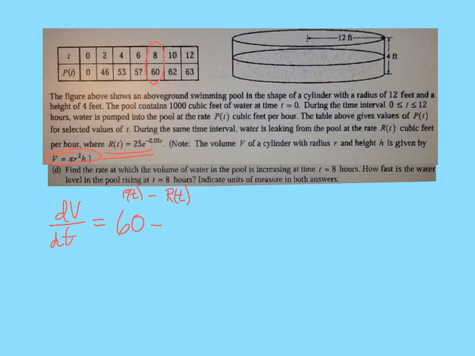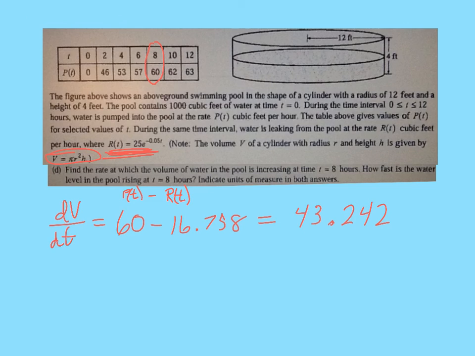I already have R(t) in my calculator, so now I'm just going to go second function calculate. I need a value at 8 hours. And at 8 hours, R(t), the rate of the leak, is 16.758. So subtracting those two, 60 minus 16.758, the rate at which the volume is changing is 43.242. Now I suspect that is probably going to be the hardest part of this particular question, just wrapping your head around how do I get it at time equal to 8.